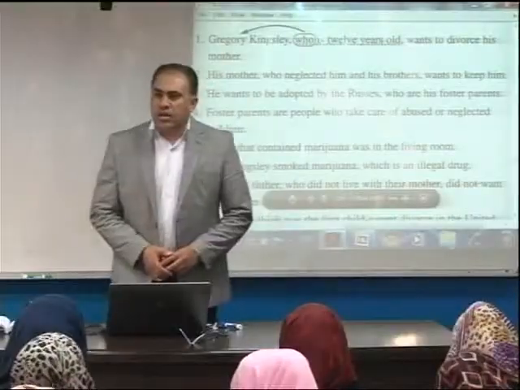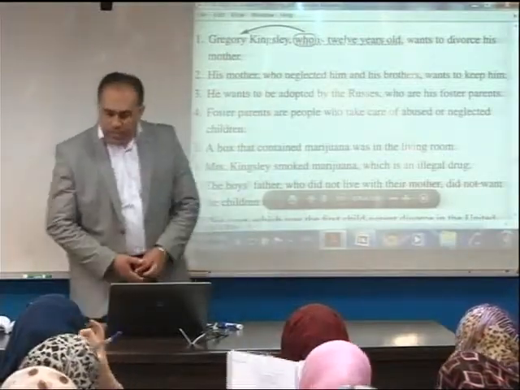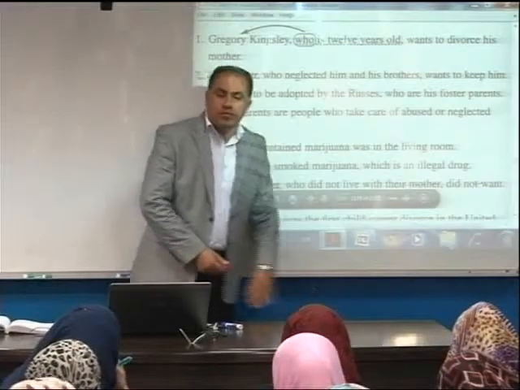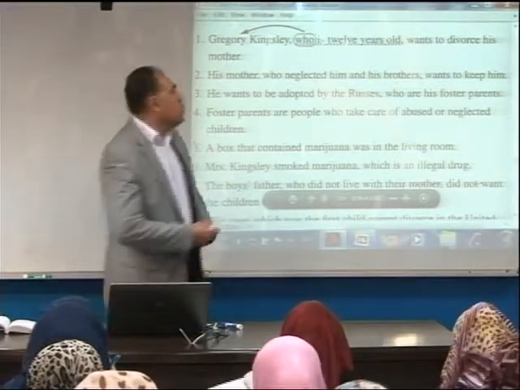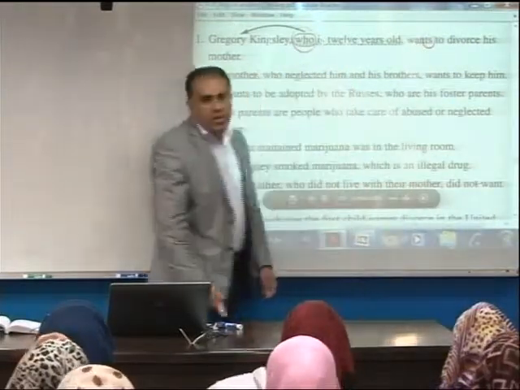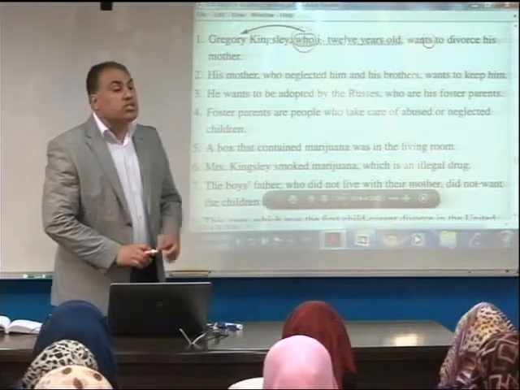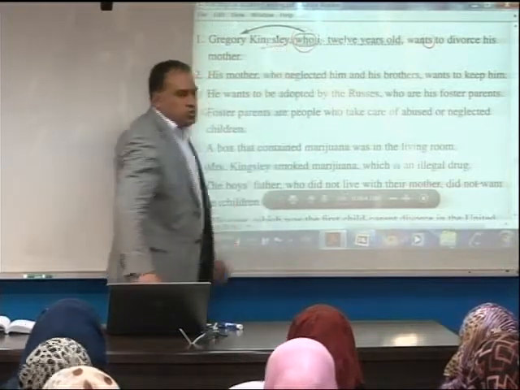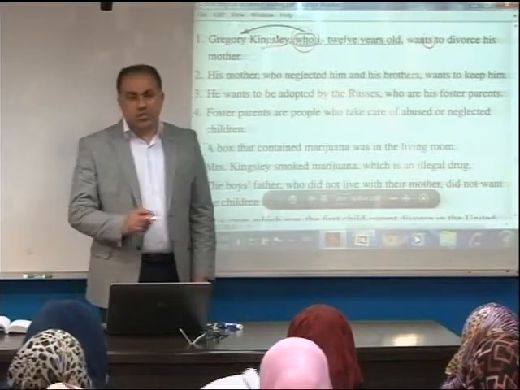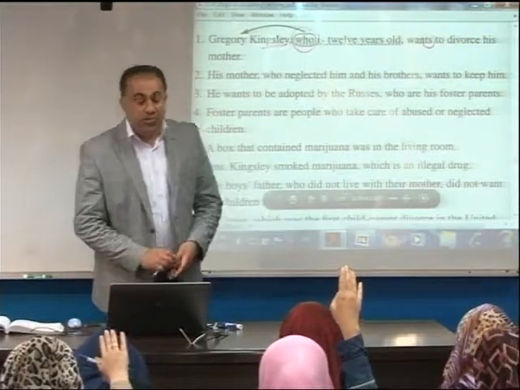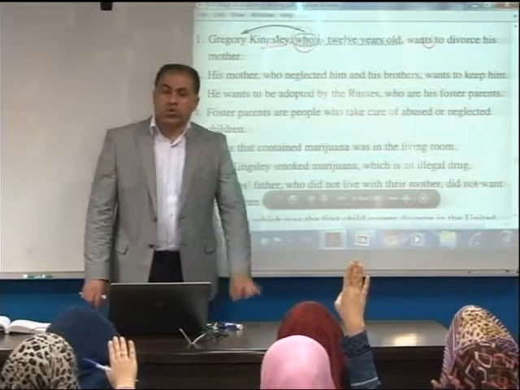As you can see in number 1, George Kingsley, who is 12 years old, wants to divorce his mother. Okay, so what we see is who is 12 years old is the adjective clause. Notice that it begins with who, and notice also the verb with an S. Why do we put the verb wants, not want? Because it refers to George Kingsley. So just remember that the verb also agrees with the noun it is being modified by the adjective clause. Let's see number 2.